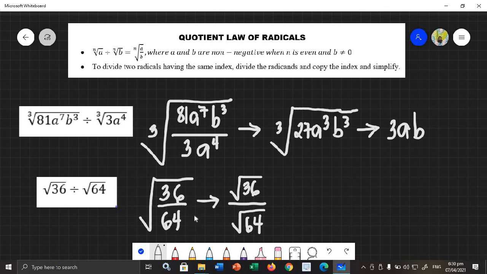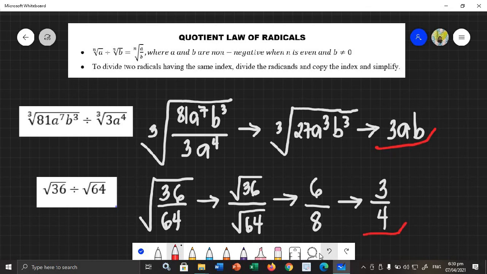They are both perfect squares, diba? So, let's just get their square roots. So, square root of 36 is 6. Square root of 64 is 8. And then, simplify natin si 6 over 8 using the GCF. And we will get 3 over 4 as our answer. This is now our quotient. So, nakuha natin yung answer na yan using the quotient law of radicals. And that is all about the laws of radicals.